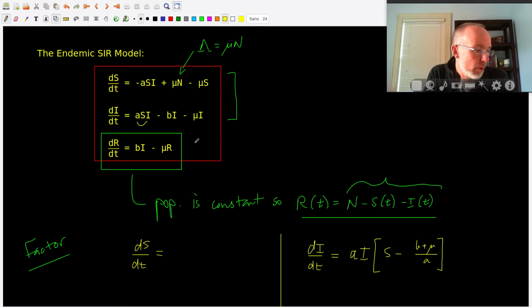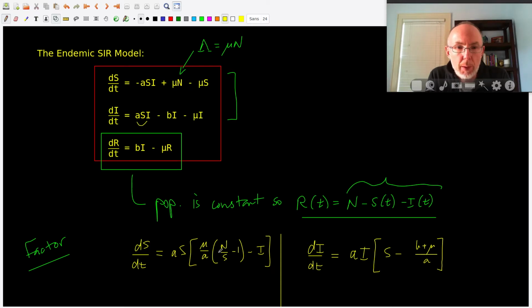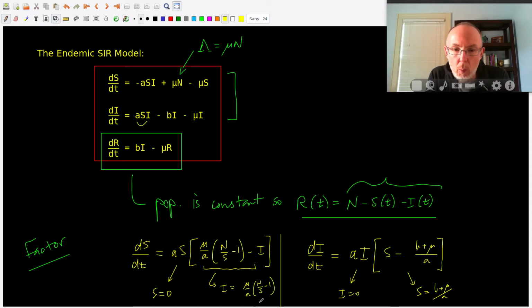And then what's left in the other term, I'm going to factor a similar thing. I'm going to factor an A times an S out, and I'm going to write it in this maybe complicated way, but if you multiply that out, you'll see that it's exactly the same equation as I have up here. But again, we have a factored form where we can see that there are two special places that make dS/dt equal to 0. Well, that's S equals 0, just like over here, I equals 0 makes the rate of change of I 0, but so does S equals (B plus mu) over A. And on this side, this is no longer just a constant value, this will actually be an entire curve, the curve along which I is equal to mu over A times (N over S minus 1). And if I has that value, then dS/dt will be 0.